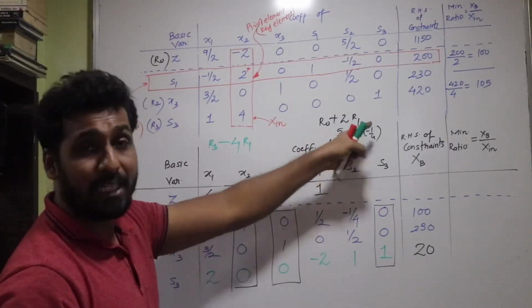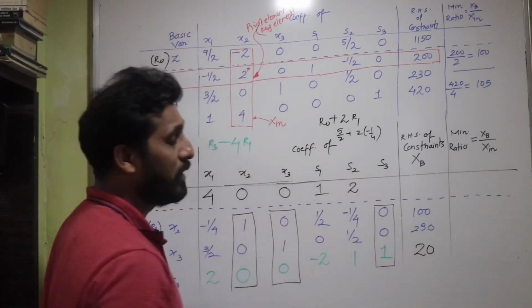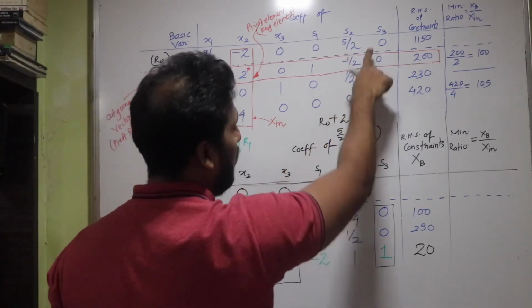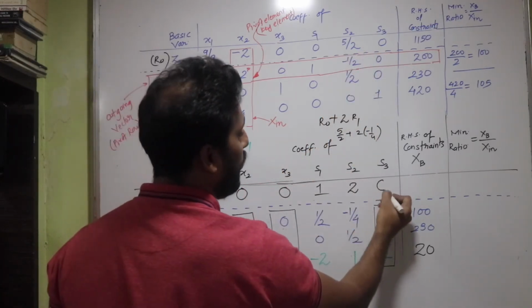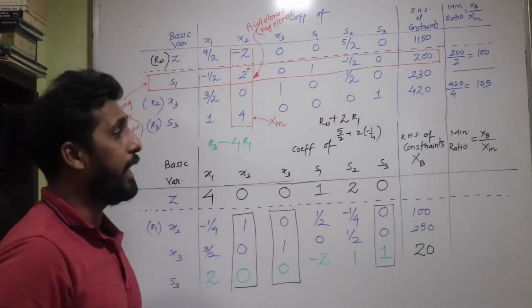So 5 by 2 minus 1 by 2. That's 4 by 2, so that will give us 2. Another positive value. And finally 0 here, and 0 here also. So I'm going to get the last value as 0. And finally, this number I'm going to get from here.